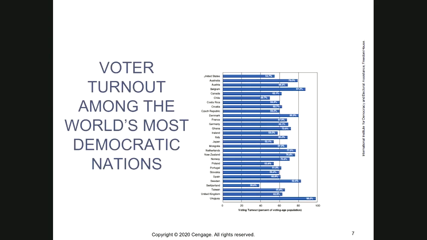So voter turnout among the world's most democratic nations, you can see here on this chart. Reminder, all of your PowerPoints are available in the lessons tab, because I know that on Blackboard they're showing up a little small for you.